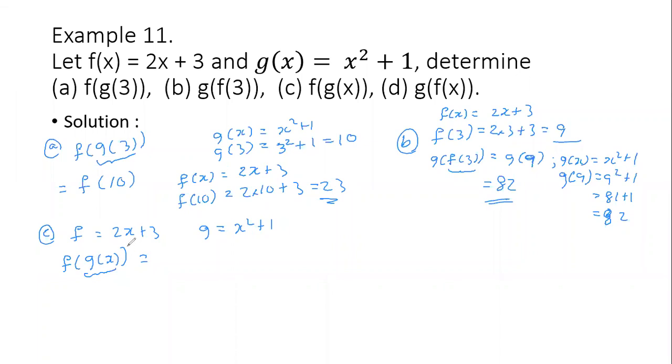So to find f of g of x, you substitute g(x) for x here. It is 2 times g(x) plus 3. Now substitute for g(x), which is x squared plus 1, plus 3, which is 2x squared plus 2 plus 3, which is plus 5.